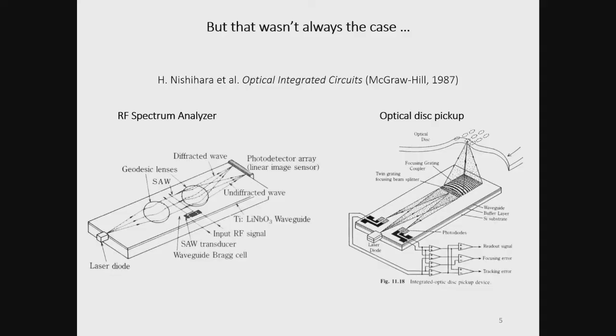Not that long ago, integrated optics was more than just datacom. Here are examples from a book called Optical Integrated Circuits, published in 1987, showing an integrated optical circuit in lithium niobate using acoustic waves and transducers to build an RF spectrum analyzer or to build an optical CD disc pickup mechanism. There are many, many examples of this where there are multiple things going on. There's some nonlinear optics, some electro-optics, focusing of light. There's a laser diode that's attached to these waveguide systems, and even detectors.